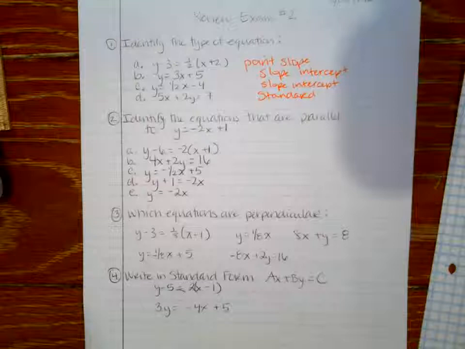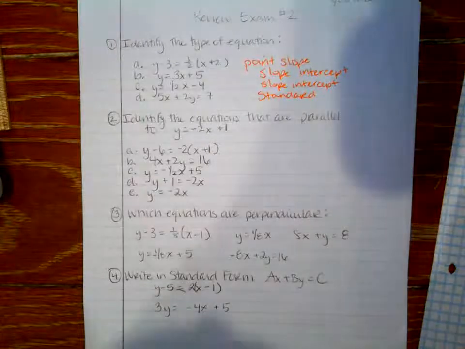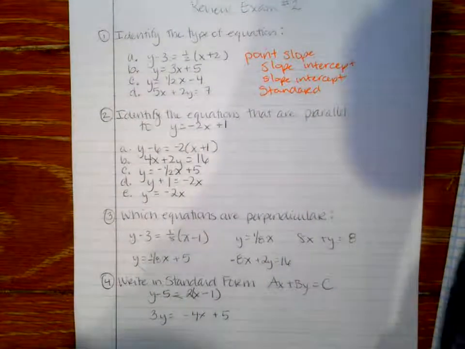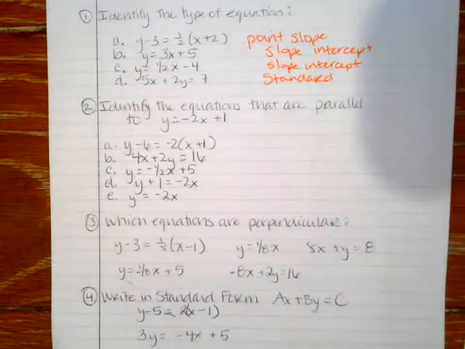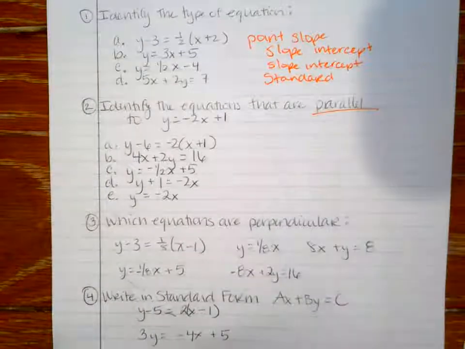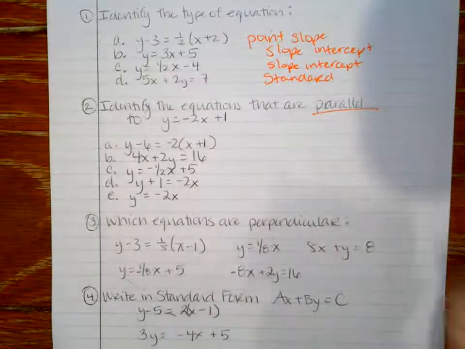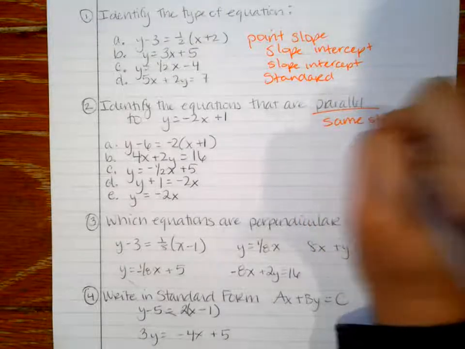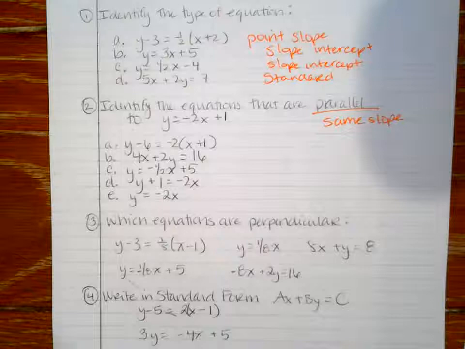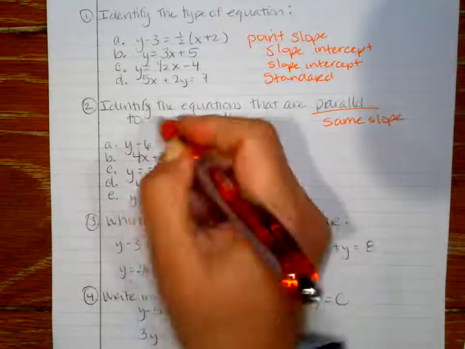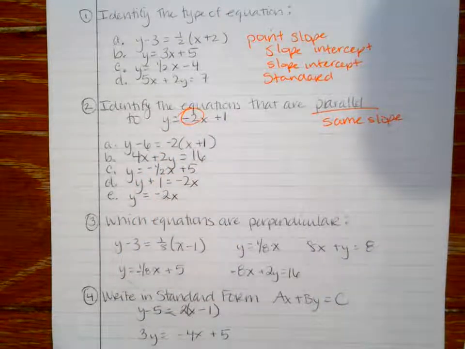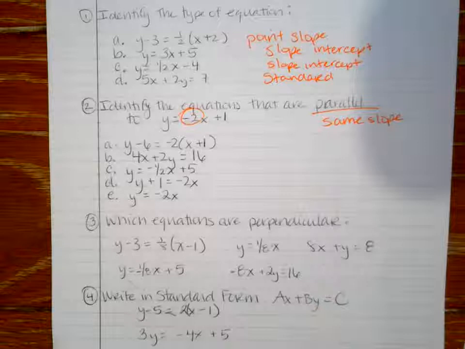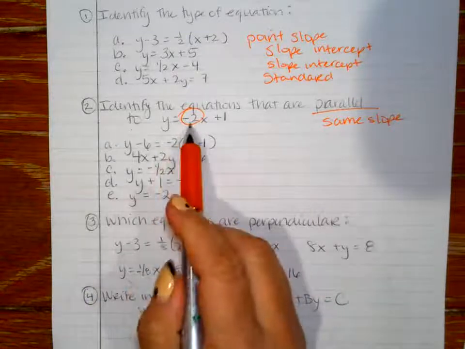All right. Number 2, identify the equations that are parallel. Let me zoom in a little bit. Okay. Parallel. You got to remember, parallel means same slope. Okay? We're not looking at anything else other than the slope. So we want equations that are parallel to -2. That's what we're looking for there.